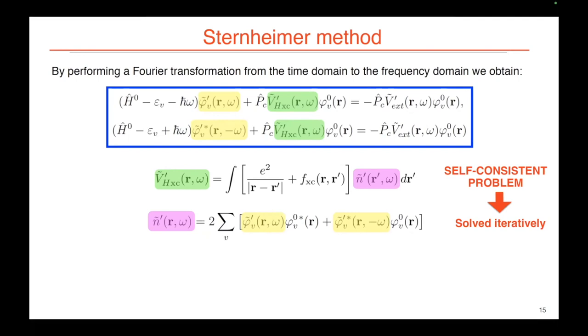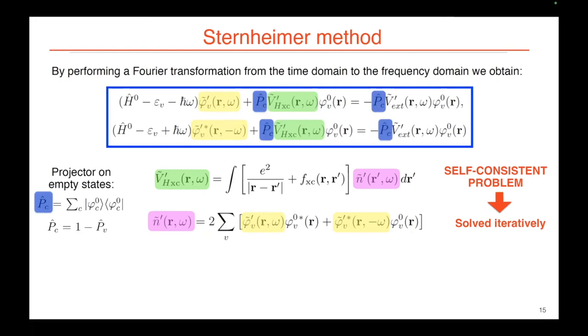And you can also recognize here another object in blue, P_c, which is the projector on empty states. We can rewrite it as one minus the projector on occupied states. This is exactly the same as what Professor Giannozzi introduced in the first lecture. This projector P_c in the equations is very useful because it allows us to avoid having summations over numerous empty states. So we really simplify, we reduce the computational cost significantly.